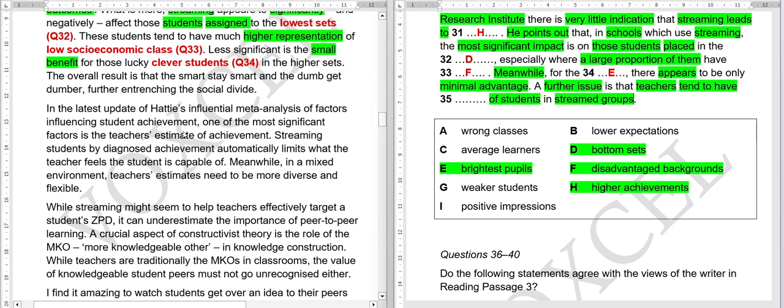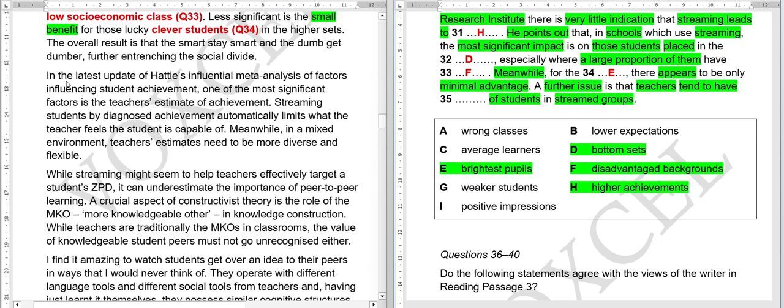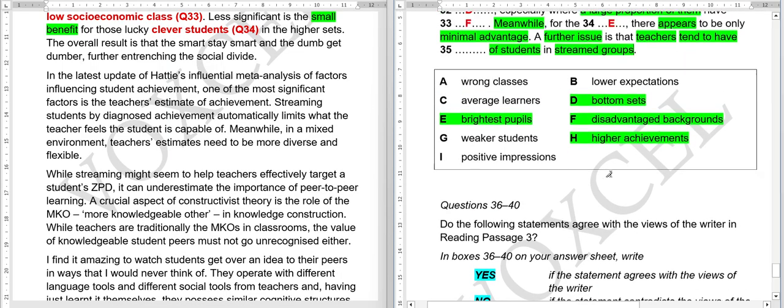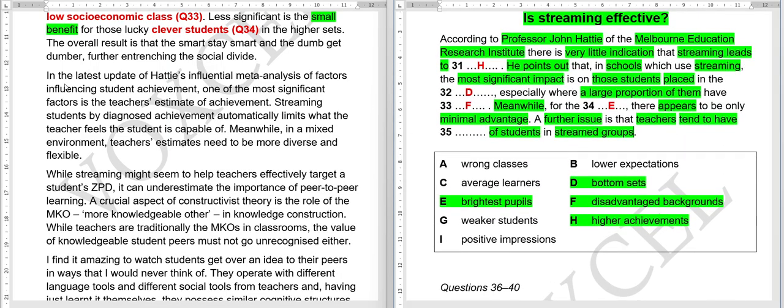So let's see where the teachers are mentioned. In the latest update of Hattie's influential meta-analysis of factors influencing student achievement. Now, if you remember, we are not looking at the yes, no, not given. Why? Because what was our keyword? MKO rules in. So we haven't read anything about MKO rules, so we don't have to worry about that. In the latest update of Hattie's influential meta-analysis of factors influencing student achievement, one of the most significant factors is teachers' estimate of achievement. Yeah, there's something about teachers estimating achievement. Let's see what they do.